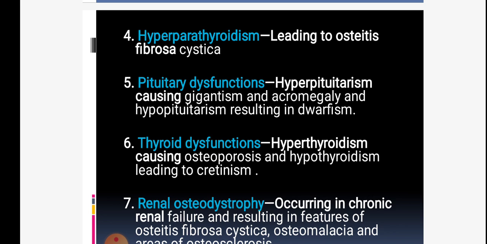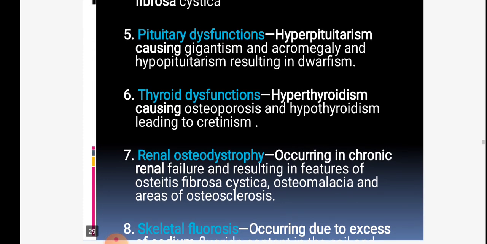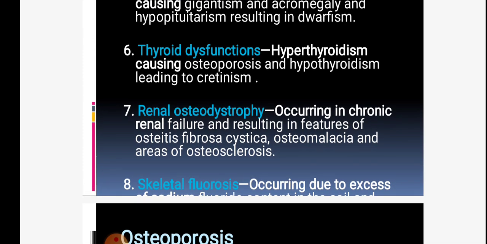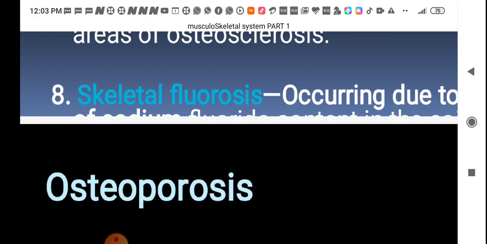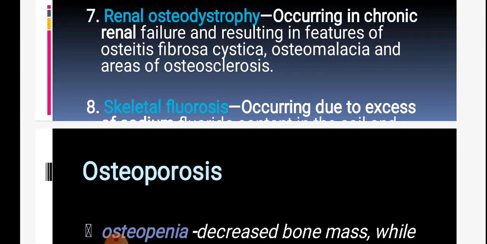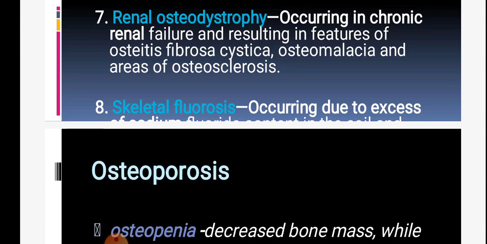Thyroid dysfunctions: hyperthyroidism causing osteoporosis and hypothyroidism leading to cretinism. Renal osteodystrophy occurs in chronic renal failure and results in features of osteitis fibrosa cystica, osteomalacia, and areas of osteosclerosis. Skeletal fluorosis occurs due to fluorides. So this is fluorosis, wherein the fluoride content in the water is more.